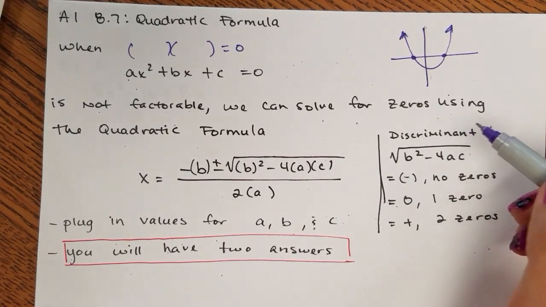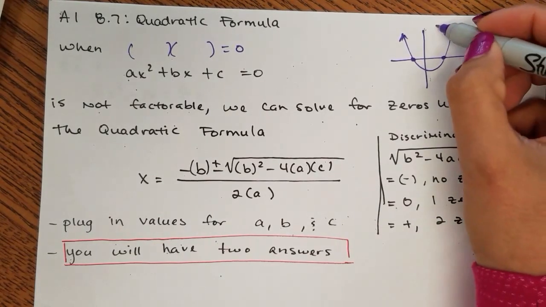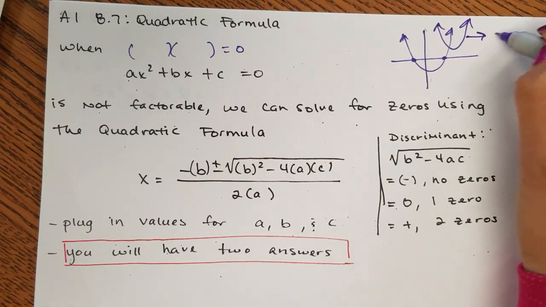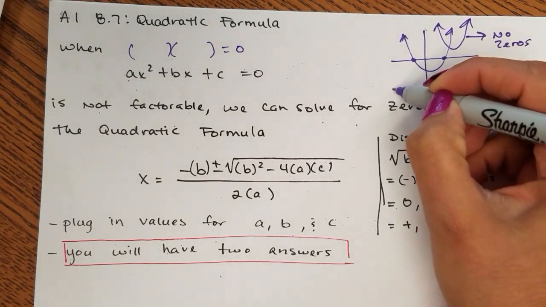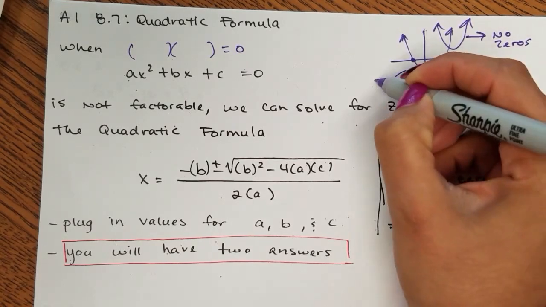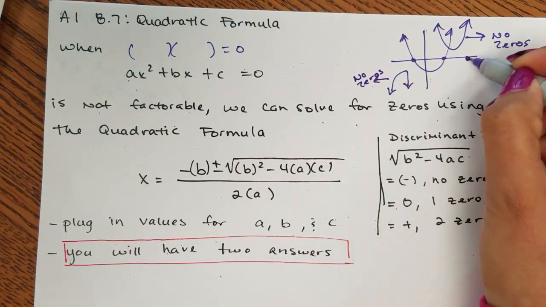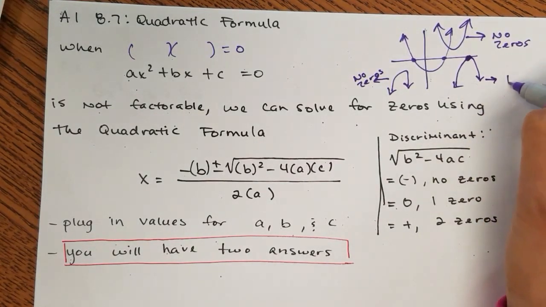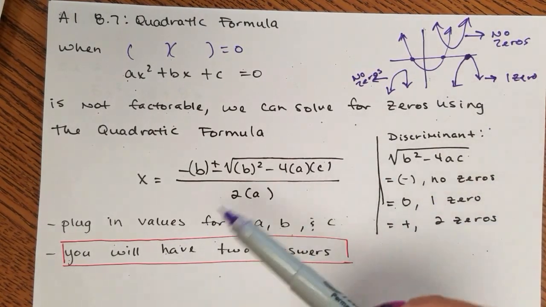Now, one thing that I want you guys to keep in mind is that sometimes you won't have zeros. So if your graph is up here, it doesn't cross the x-axis, so that one actually has no zeros. Okay, if your graph is down here, you're also going to have no zeros. Now, sometimes if your vertex is on the x-axis, you have 1 zero. Okay, so I just want you to keep this in mind because we're going to get into that in just a minute. So here's the quadratic formula.